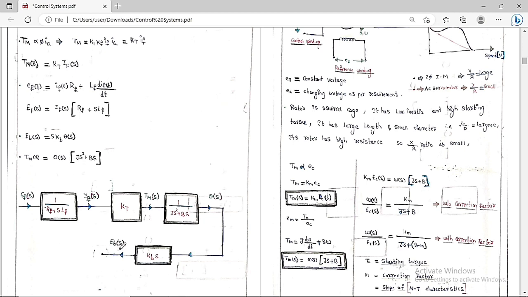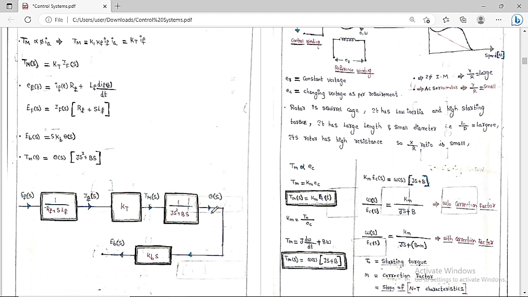Eb of s is nothing but s into Kb into theta of s. Actually we don't need this, because the input is Ef of s and the output is theta of s. Practically, we don't need this branch, only up to here is sufficient. If you see clearly, there is no feedback from output to input. In the case of armature control, yes, there is a feedback from output to input.